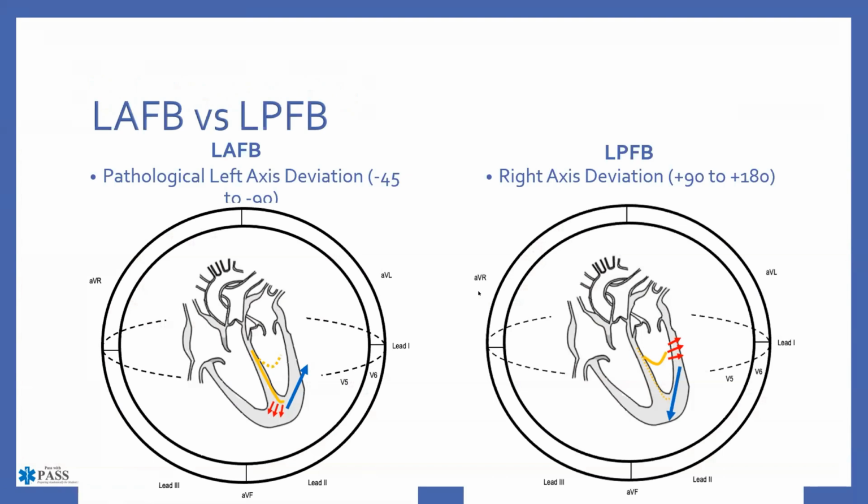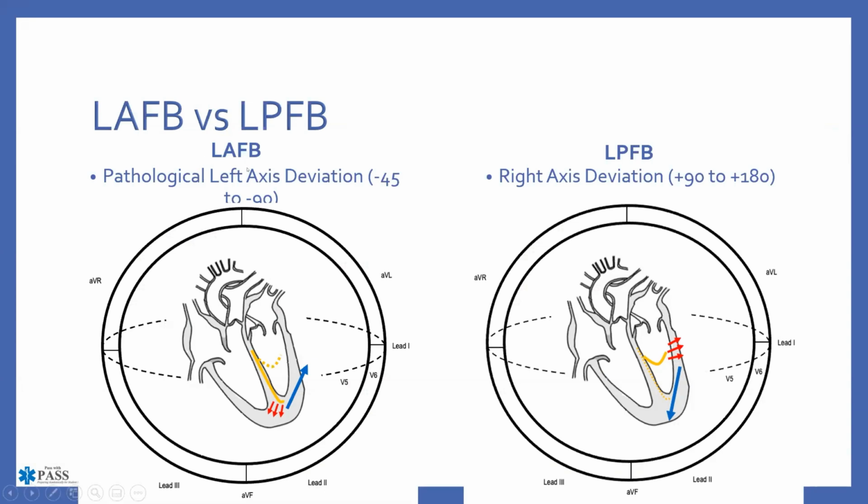So in your left anterior fascicle and your left posterior fascicle, it will give you some different findings. I'm not going to spend a ton of time here. Just under it, we've talked about the axis deviation, left and right axis deviation.